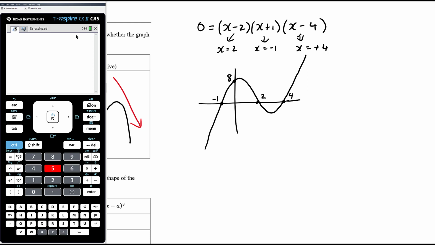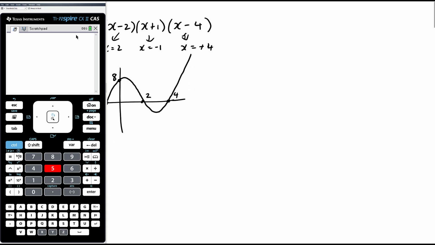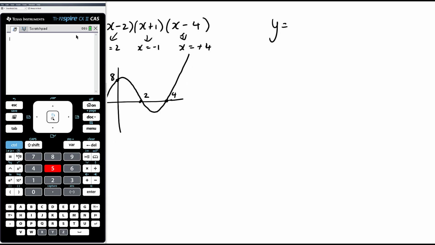Let's have a think about what would happen if we had this function, y equals, we ended up with something like this at the end of the last video.